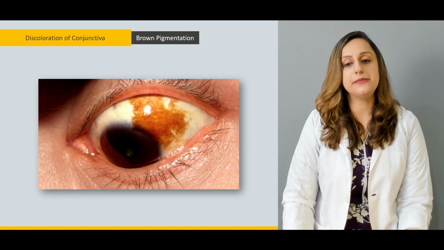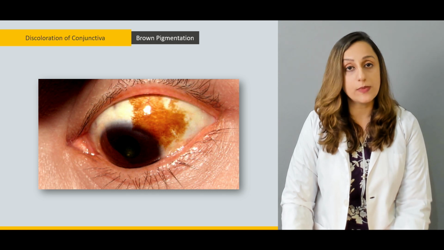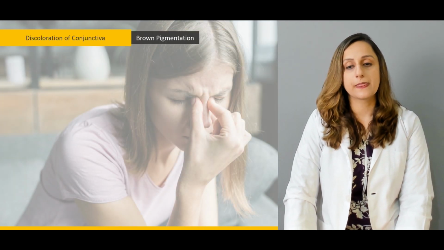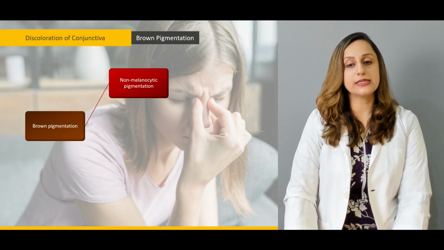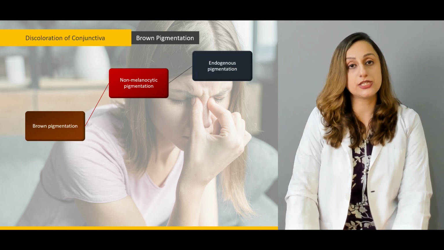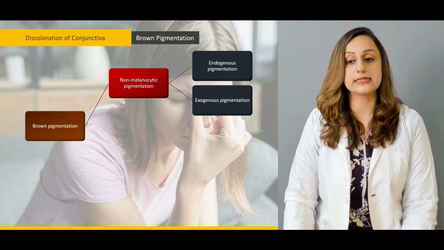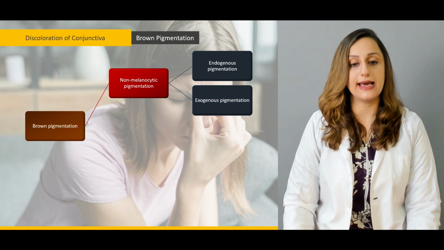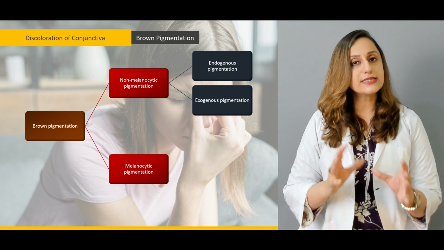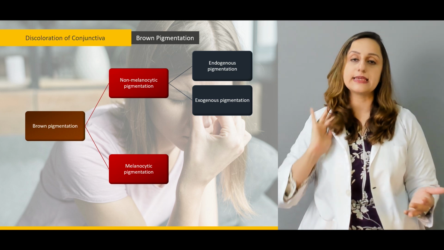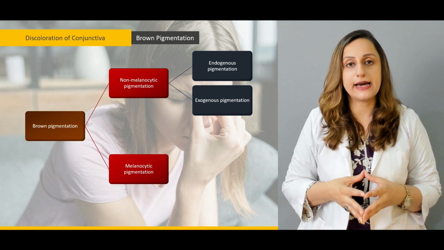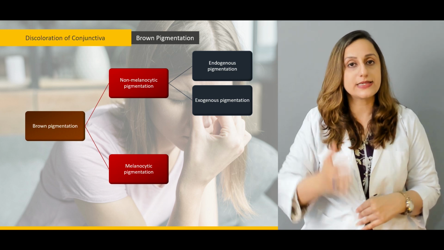Then obviously we have the melanocytes, or it can be the melanomas, that give out the brownish pigmentation to the conjunctiva. The brownish pigmentation can be non-melanocytic pigmentation, that is basically the endogenous pigmentation in these individuals, and on the other hand, it can be the exogenous pigmentation as well. And then we have the melanocytic pigmentation. We just have to keep in mind that whatever the discoloration is in these individuals, these individuals have to be investigated in detail.